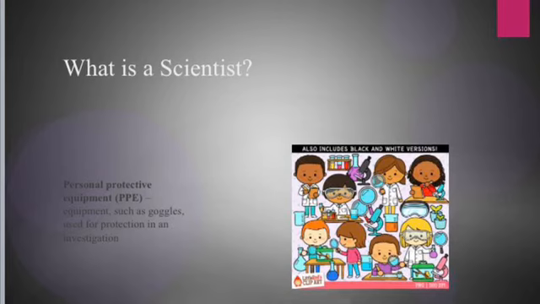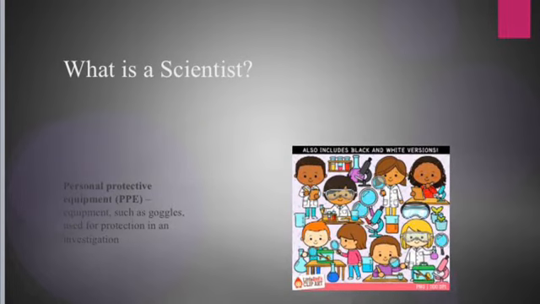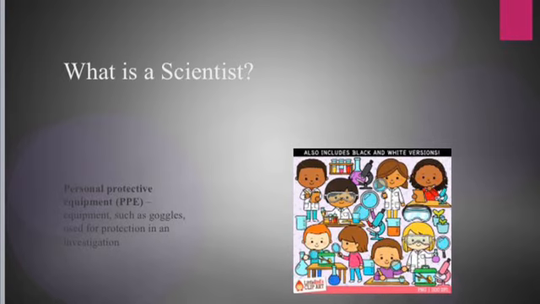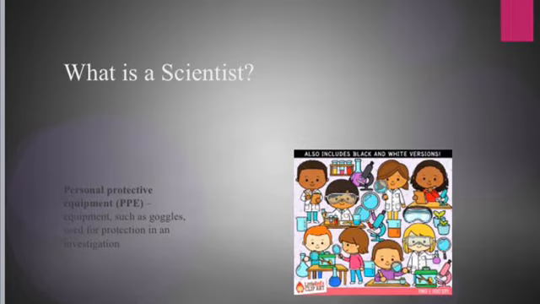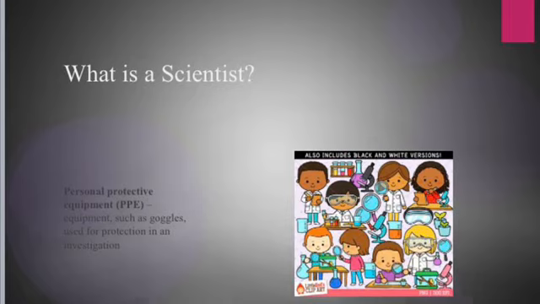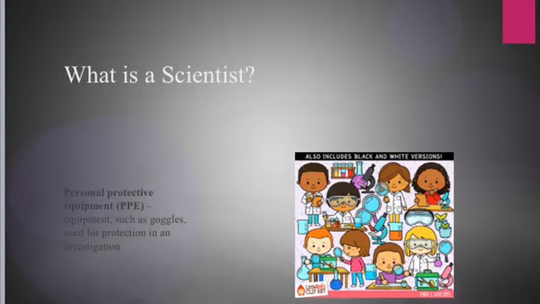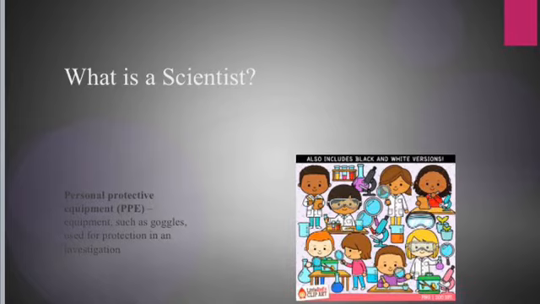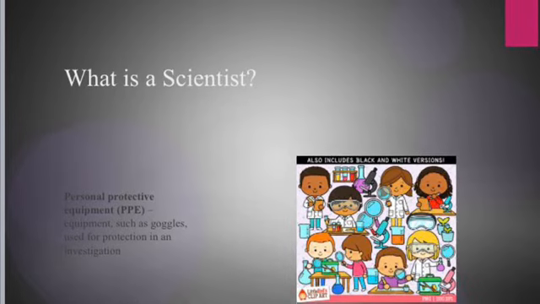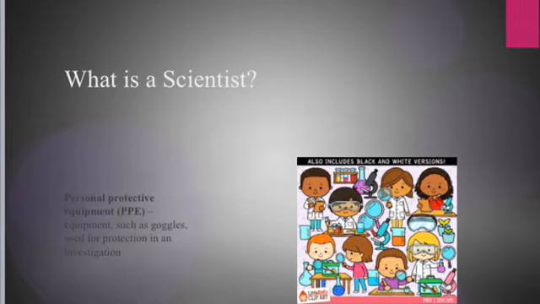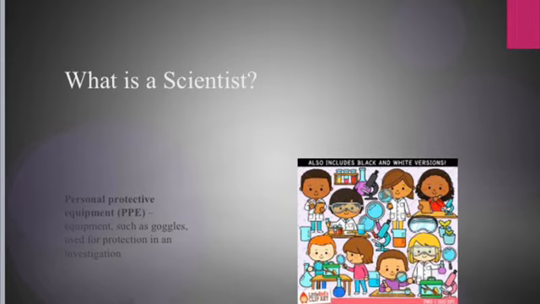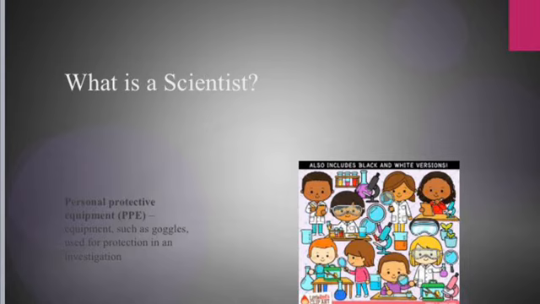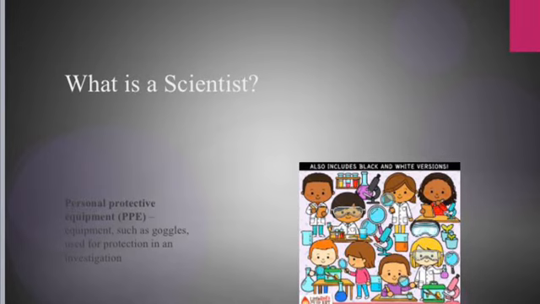Personal protective equipment. When a scientist uses personal protective equipment, they use goggles, they use magnifying glasses, they use telescopes, they use microscopes. They use a lot of things to protect themselves from getting harmed when they're doing experiments. What will you use at home? If your parents let you do an experiment, what kind of protective gear will you use? Next slide.